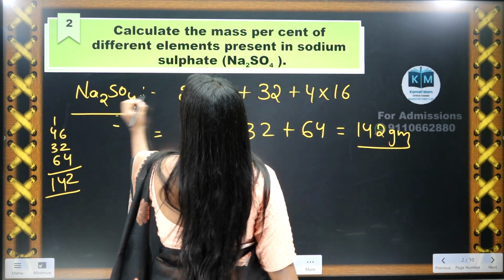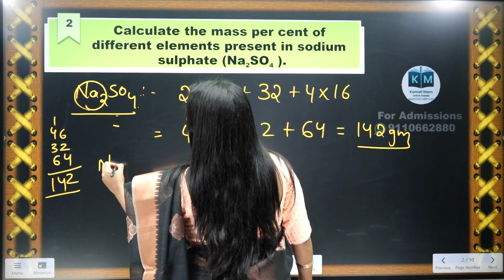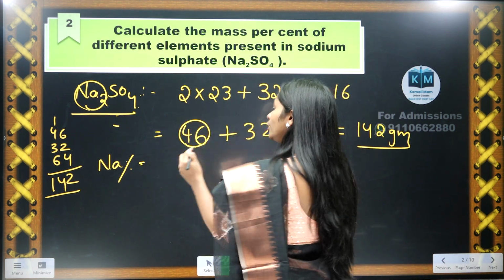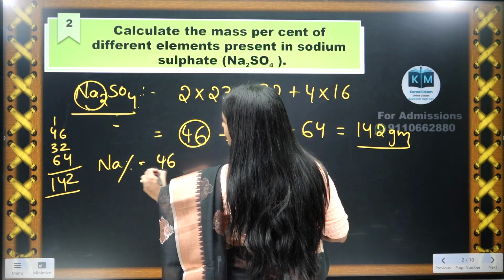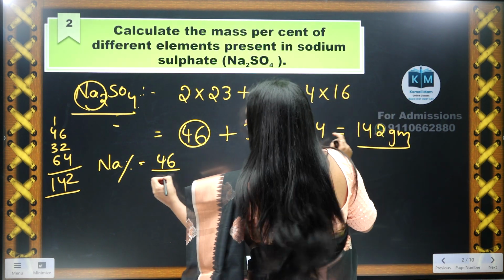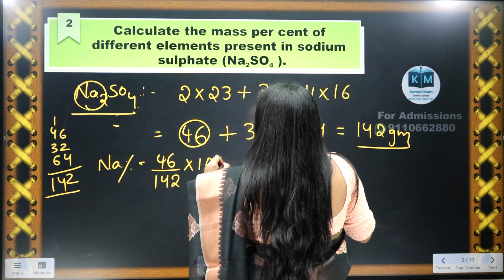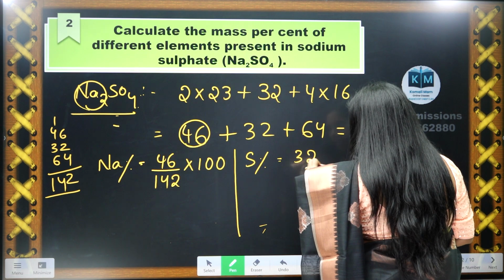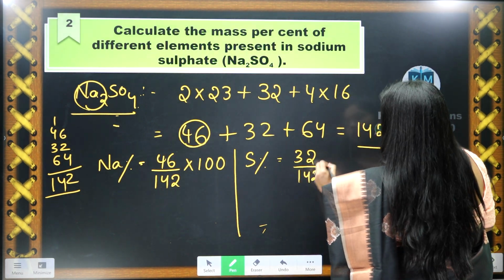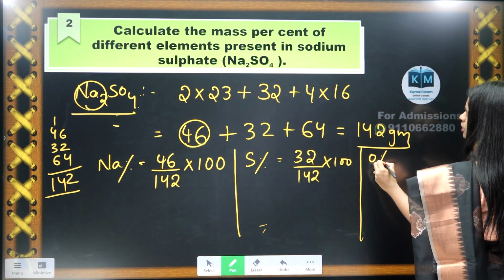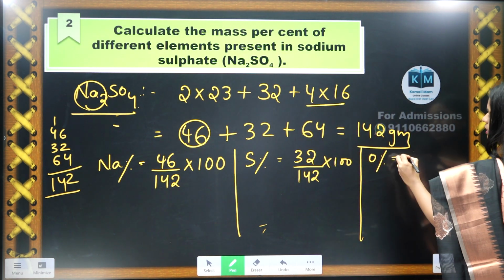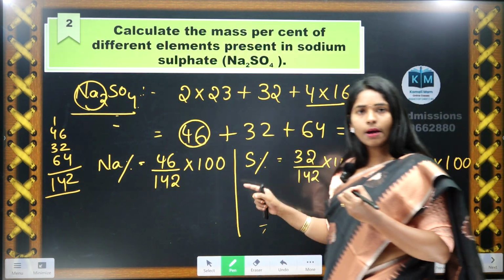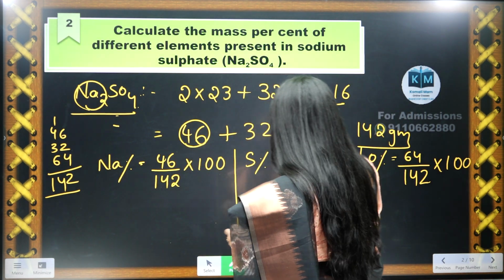Now let's see how much sodium is present. Sodium percentage, how to calculate it? Sodium is 2 sodium atoms, so 2 into 23, that is 46. So 46 divided by the total weight of sodium sulfate, 142, into 100. In the same way, you have to do it for sulfur. Sulfur percentage: 32 for 1 sulfur, total weight is 142, into 100. Do the same way for oxygen also. Oxygen: 4 into 16, that is 64, divided by the total 142, into 100. Everything step by step I'm guiding you how to do. 46 by 142, let us see how we can solve this part.